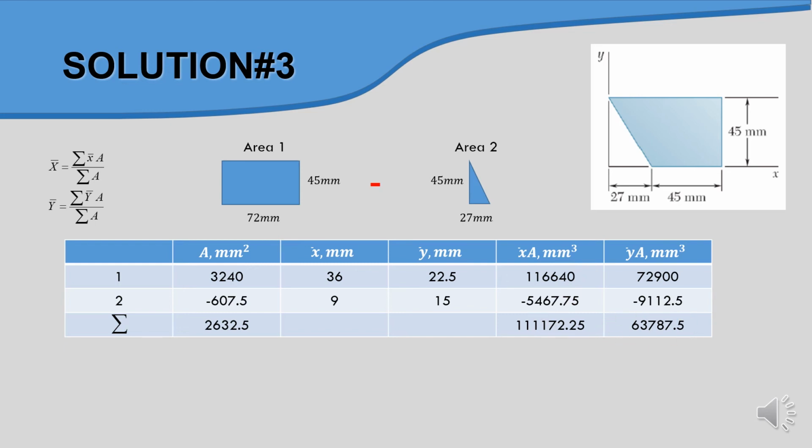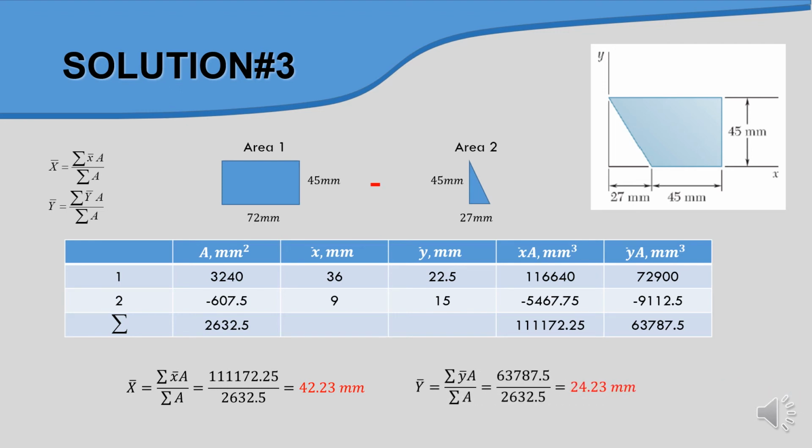Okay, by using the formula, and we substitute the value in the formula, and finally we obtain the value of x bar, which is 42.23 mm, and also we have y bar is equal to 24.23 mm. Okay, this is the location or the coordinate for the centroid of the shape.